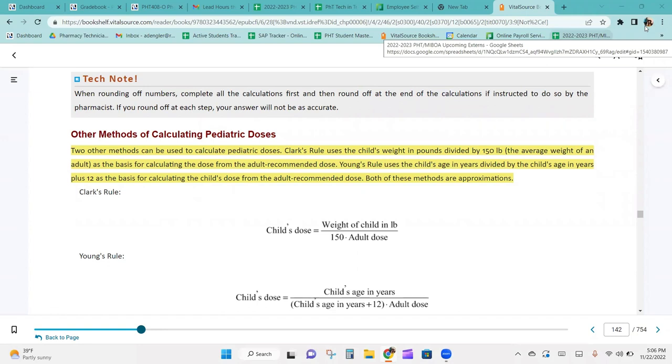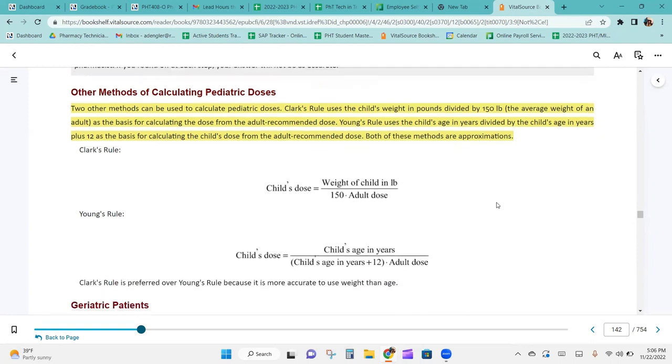Two other methods can be used to calculate pediatric doses. Clark's rule uses the child's weight in pounds divided by 150 pounds, the average weight of an adult, as the basis for calculating the dose from the adult recommended dose. Young's rule uses the child's age in years divided by the child's age in years plus 12 as the basis for calculating the child's dose from the adult recommended dose. Both of these methods are approximations. So these are not used very often anymore.